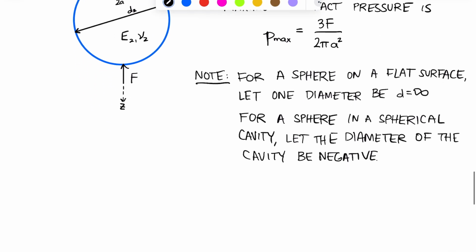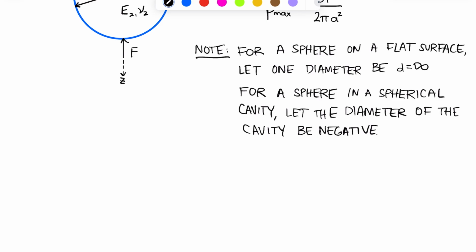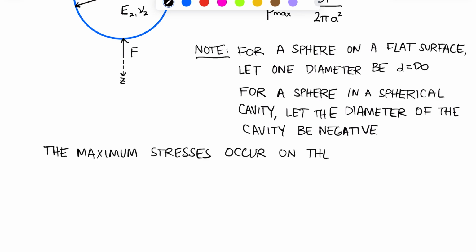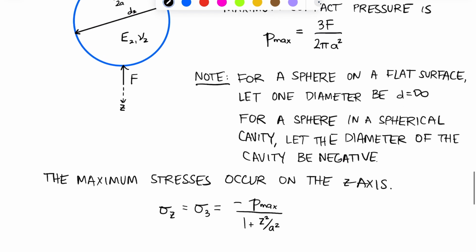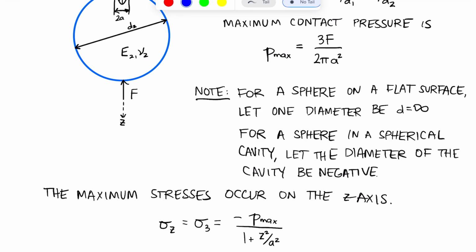And the magnitude of that stress is represented by this equation, negative P max over 1 plus z squared, where z squared is the distance from the contact point, so this point here in the center, to the point of interest. So how deep are you in the sphere where you're looking at those stresses, divided by a squared, which of course is that contact radius.